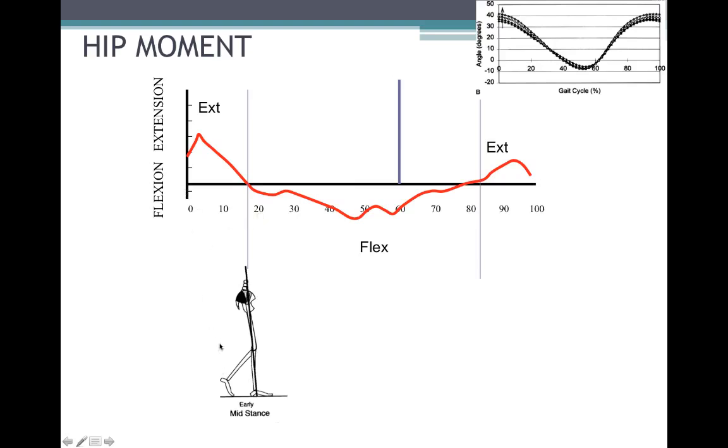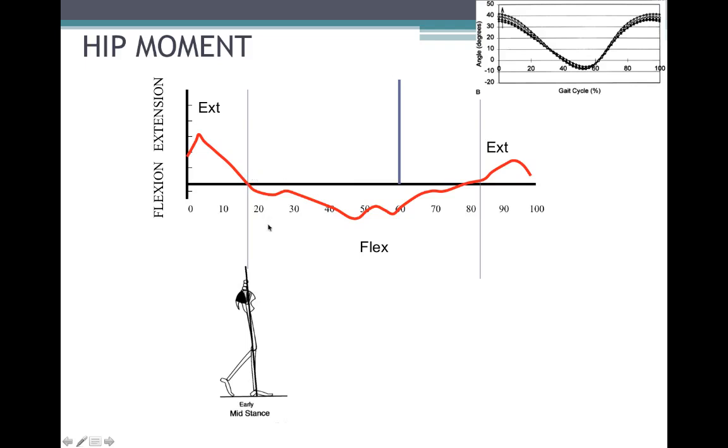So from initial contact to weight acceptance, the ground reaction force is anterior to the hip joint center, and therefore the hip extensors are active, and up to about 15-20% of stance, they remain active. And so this rapid hip extension we see here is a product of this hip extension that occurs early in the loading response and then early mid stance.